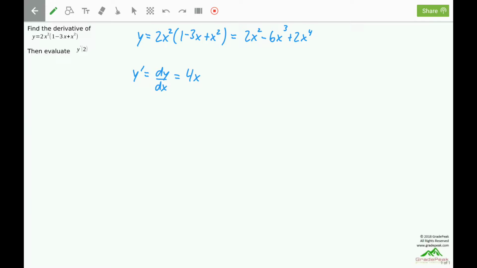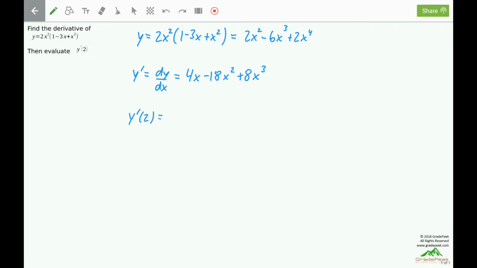The next term is a power rule. We'll bring the 3 down and multiply times the negative 6 to give us a negative 18, and we'll subtract 1 from the power, which will give us x to the 2. And the last term is also a power rule. Bring down the 4, multiply with the 2, that'll give us an 8, x raised to, and then we subtract 1 from that power, and it'll be x to the 3. So there's our derivative. The next thing we need to do is evaluate y prime of 2.